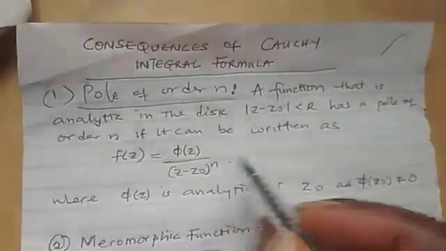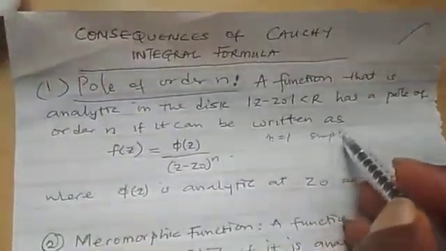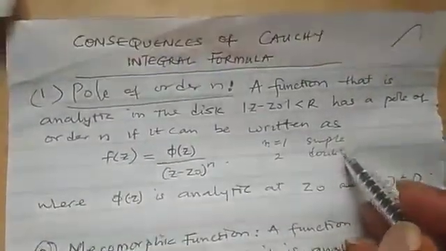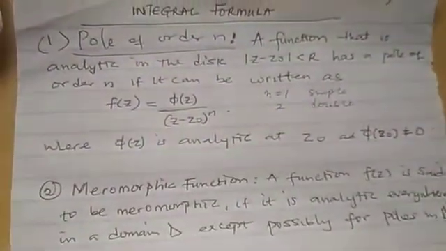If n is 1, we say that is a simple pole. If n is 2, we say that is a double pole, or we just say that is a pole of order 2. But if n is 1, we say that is a simple pole.